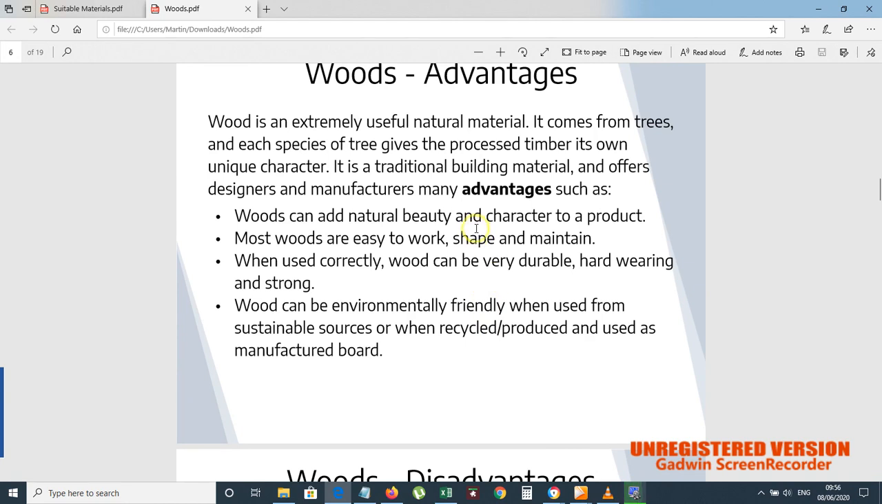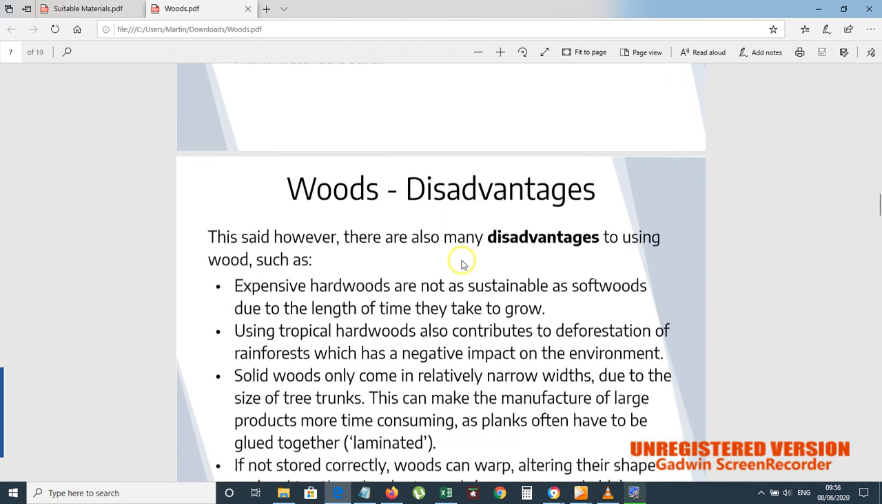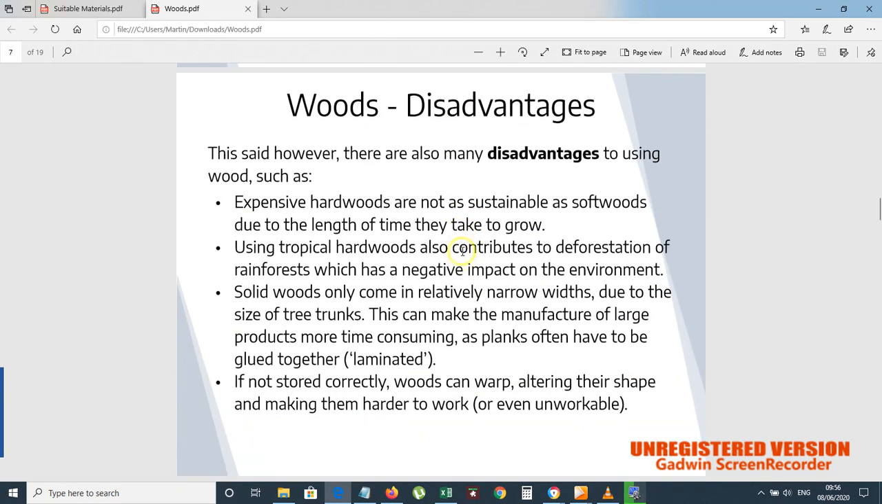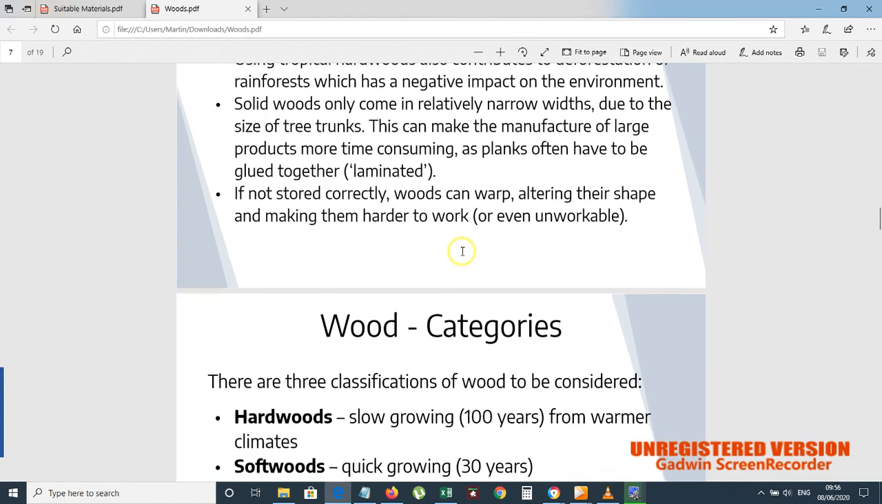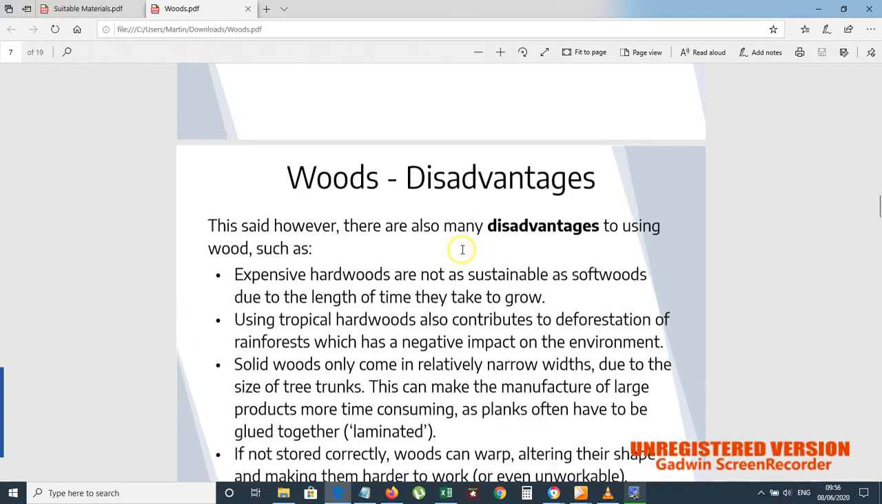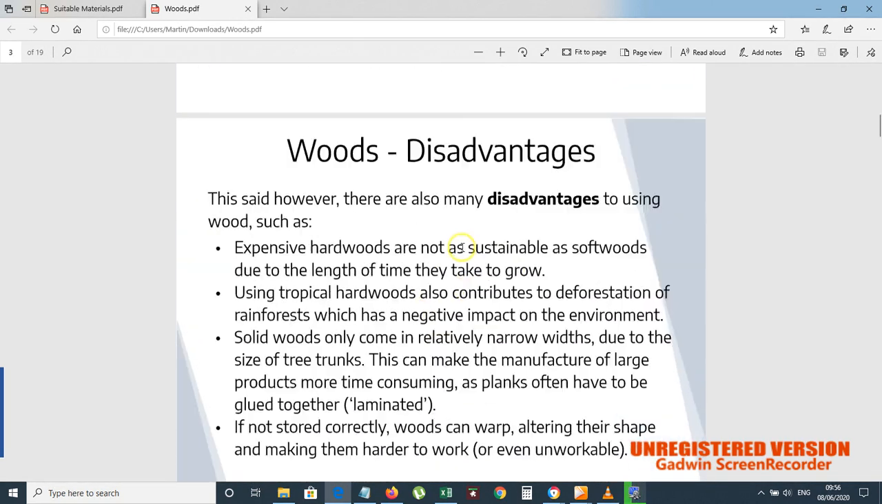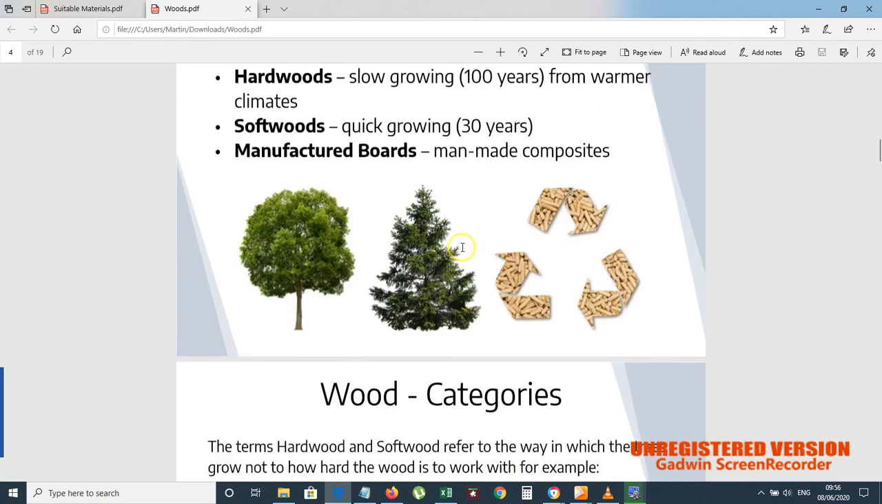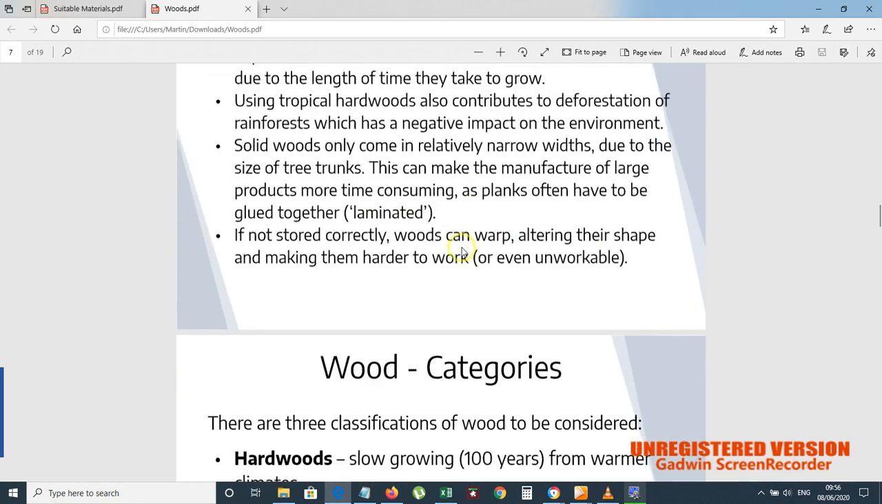The advantages, I'll let you read through. We're just going through things like how they look and how they're easy to work with. I think we covered that in the other slide up the top. And again, that's just covering the same parts here. I've just got a duplication of slides in there. Or is it just me? Let's not worry about that.